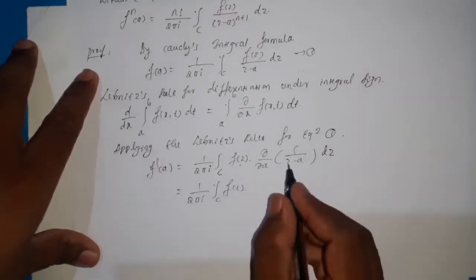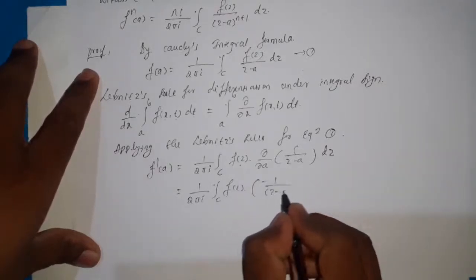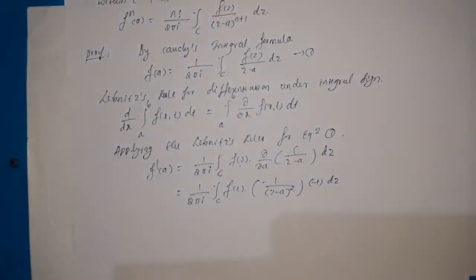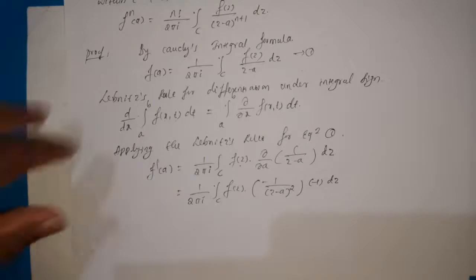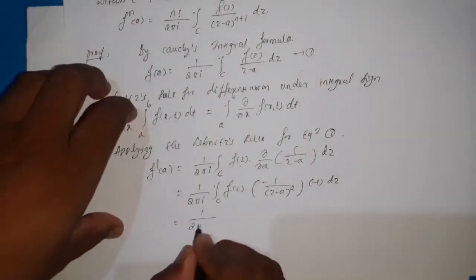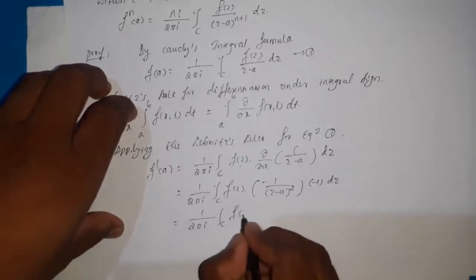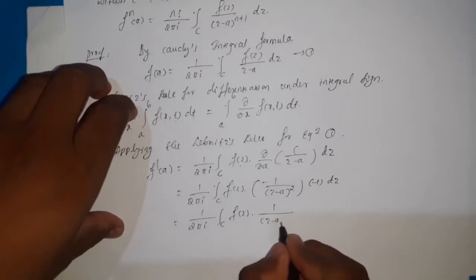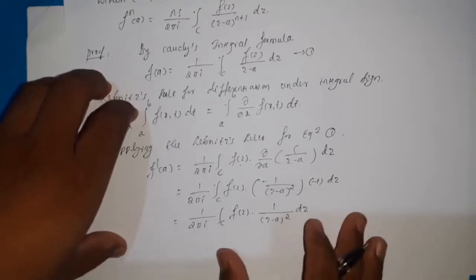This is minus 1 divided by (z minus a) whole square into minus 1 dz, because it is of the form 1 by x, that is minus 1 by x square, and the differentiation of z minus a becomes minus 1, because the derivative of a with respect to a is 0 and the derivative of z is minus 1. So therefore it is 1 divided by 2 pi i integration over C f of z into minus becomes plus 1 divided by (z minus a) whole square dz.